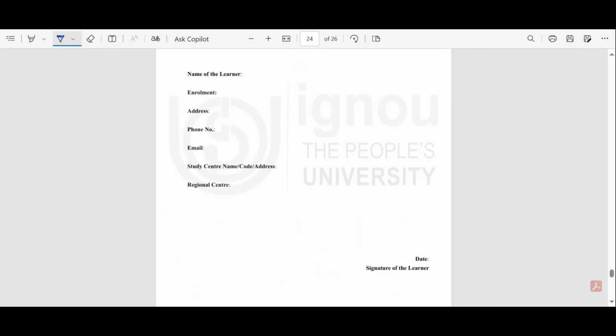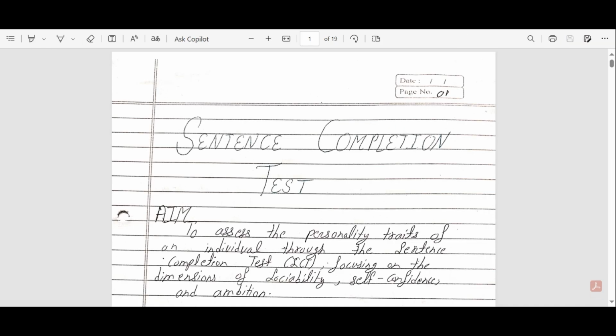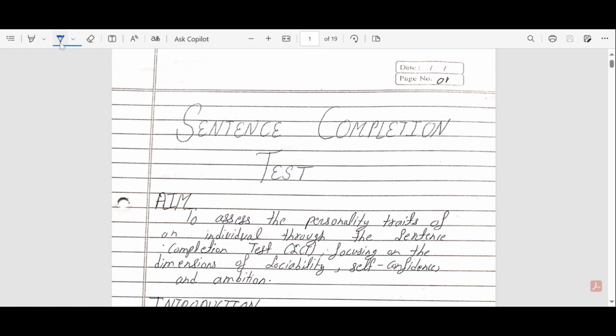So these are the appendix that I told about in the earlier part of this video. You may find them at the end of your books. That is BPCC 114 Counseling Psychology. Wait a minute, let me see if I can show you the example of the practical file. I found one online. So wait a minute. Yes, I hope you can see it. So this is the file I found online.